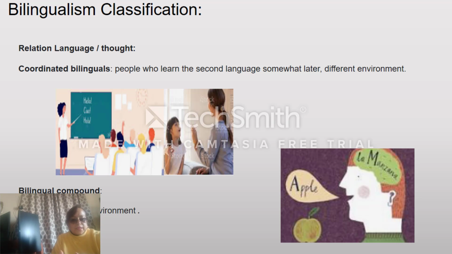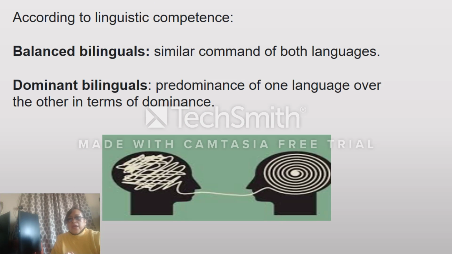This is because sometimes the kid's mother is from a different country, and so he's getting both languages at home in a domestic environment. We have another type according to linguistic competence. We have balanced bilinguals. It's a similar command of both languages. So the person is at the same level. In this case, Spanish and English, same, balanced.